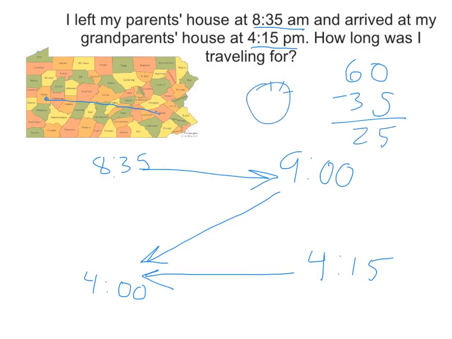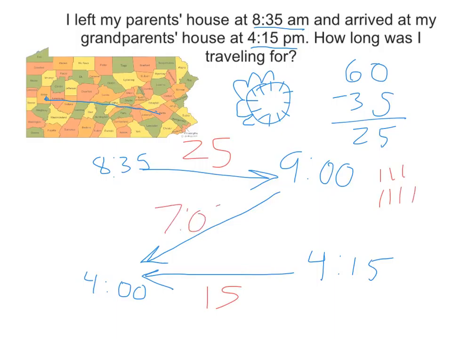12, 1, 2, 3, 4, 5, 6, 7, 8, 9, 10, 11. 35 is here. 5, 10, 15, 20, 25. So I know that either way, it's going to be 25 minutes. From 4 o'clock to 4:15, moving down to this area, that is going to be 15 minutes. And now I need to count. How many hours is it from 9 o'clock to 4 o'clock? So 9 o'clock, 10 o'clock, 11 o'clock, 12 o'clock, 1 o'clock, 2 o'clock, 3 o'clock, 4 o'clock. So that would be 7 hours.